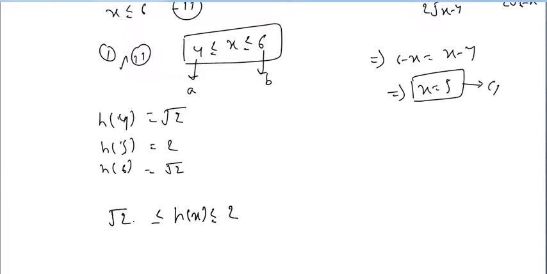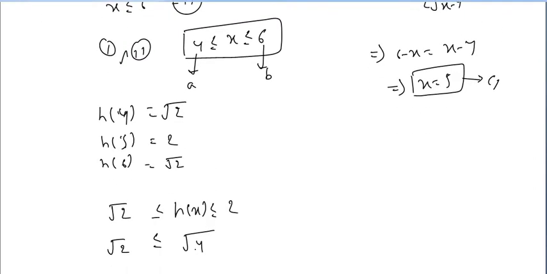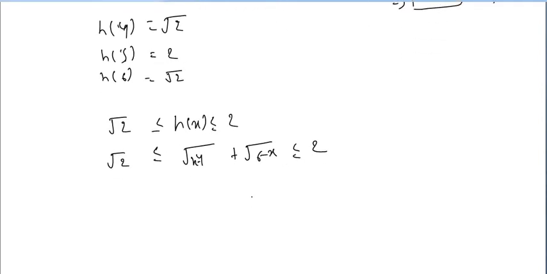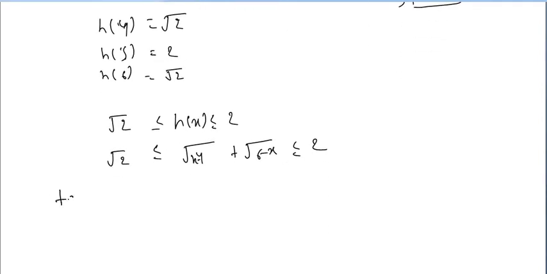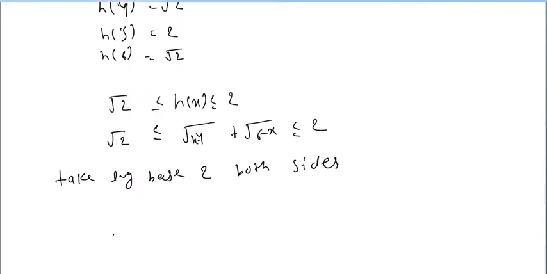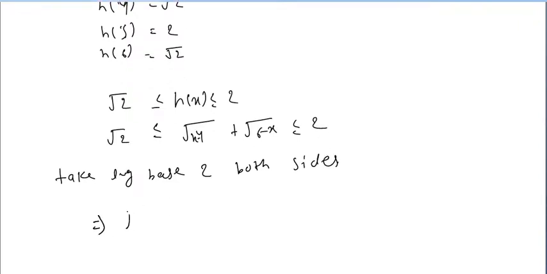So for finding the range of f(x), that is, you have square root of (x minus 4) plus root of (6 minus x) lying between root 2 and 2. Take log base 2 on both sides.